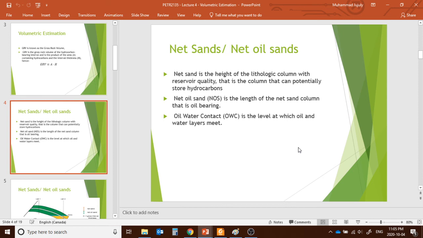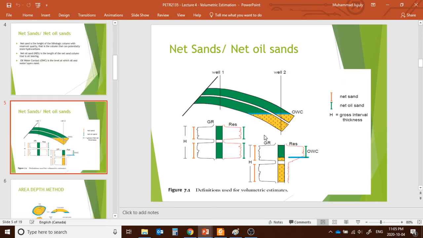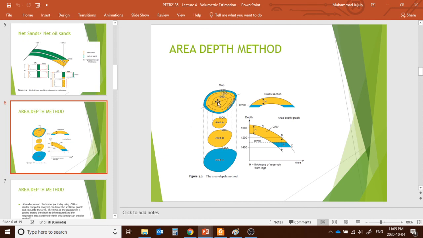So now, in order to calculate the net sand area, like the product area, we need to know the net oil sands actually present. Like in Canada we have the oil sands, so if we know the length of the oil sands, we can calculate the NOS, and the water content, how much water content is in there, and from there we can calculate the whole thing. And how can we calculate? Using the area depth method. Okay, so this is the area depth method.